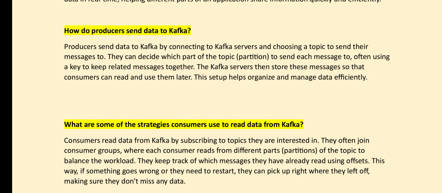What are some of the strategies consumers use to read data from Kafka? Consumers read data from Kafka by subscribing to topics they are interested in. They often join consumer groups where each consumer reads from different parts of the topic to balance the workload. They keep track of which messages they have already read using offsets. This way, if something goes wrong or they need to restart, they can pick up right where they left off, making sure they don't miss any data.